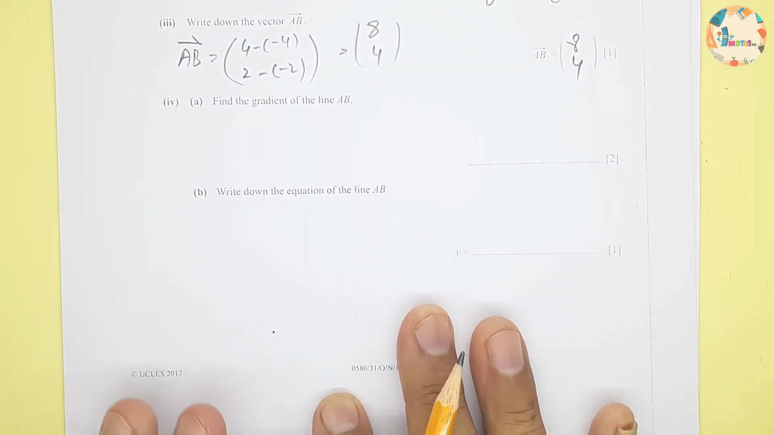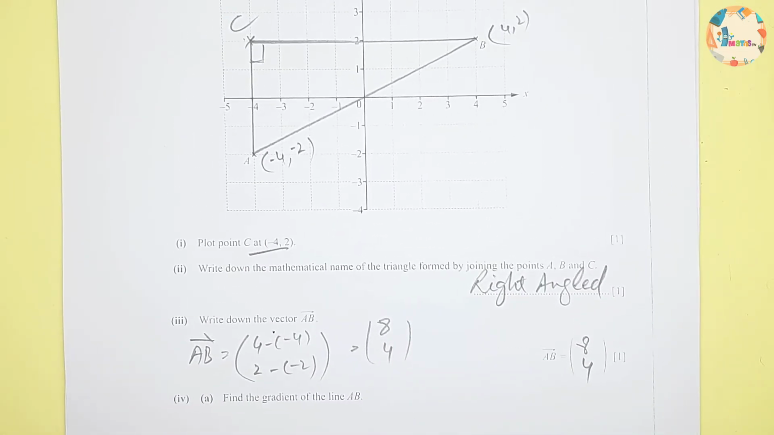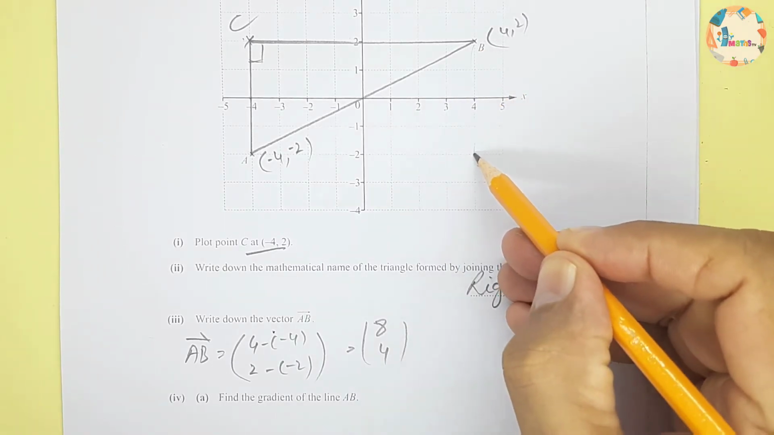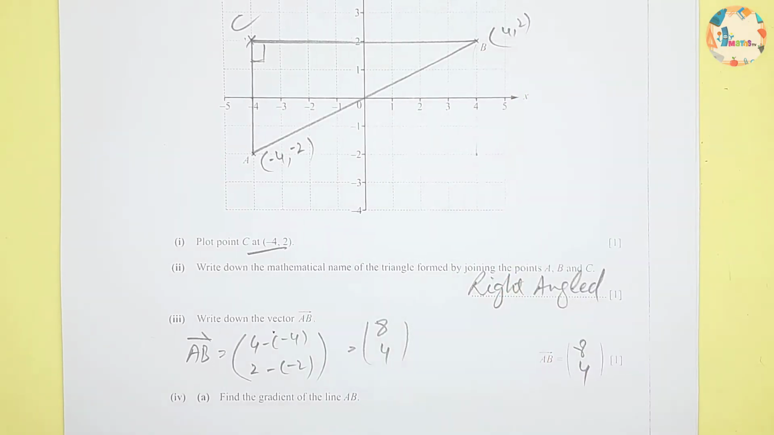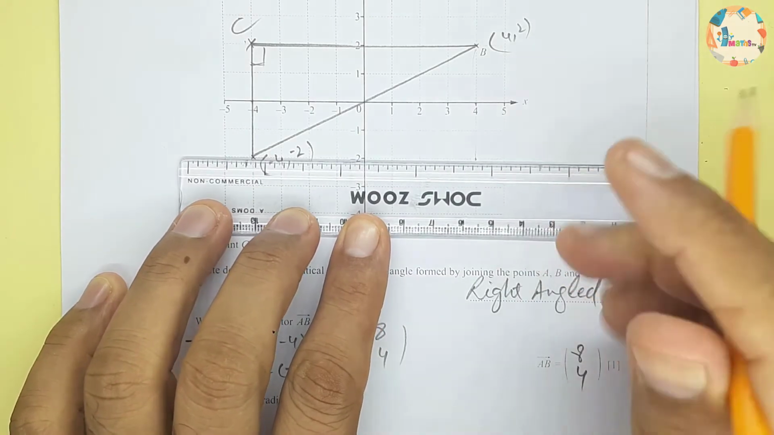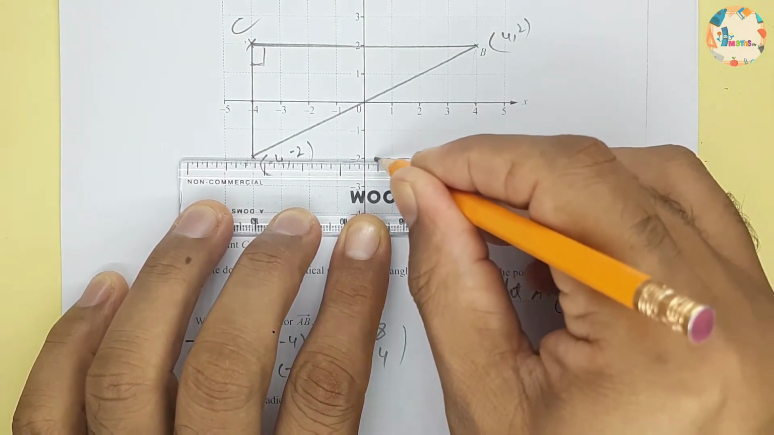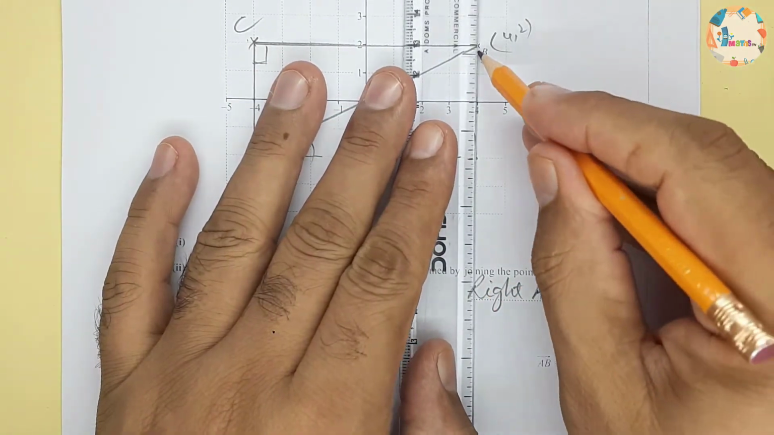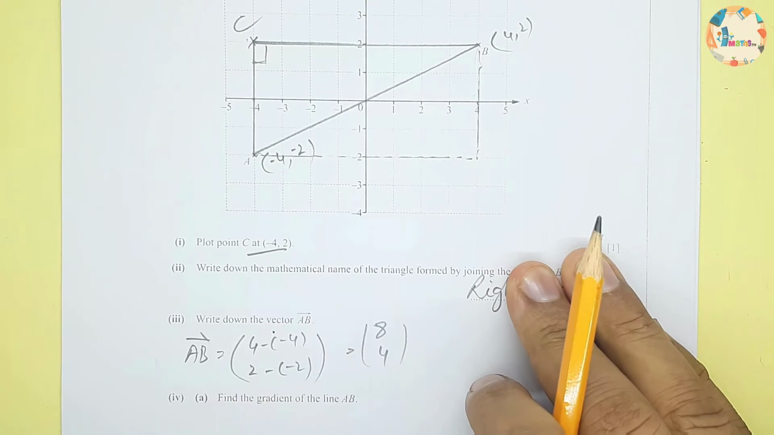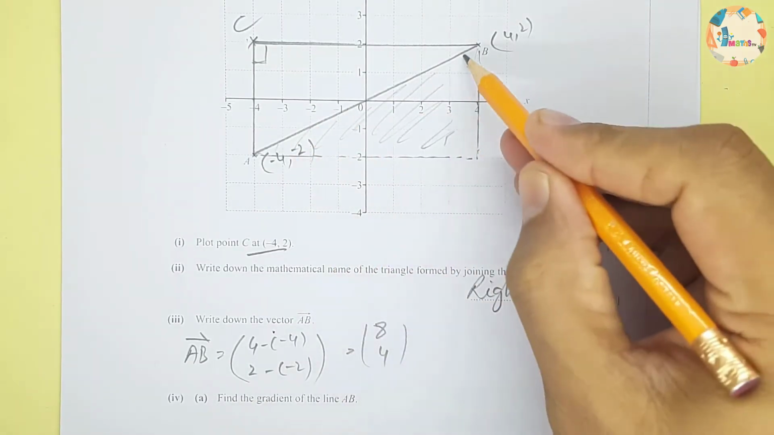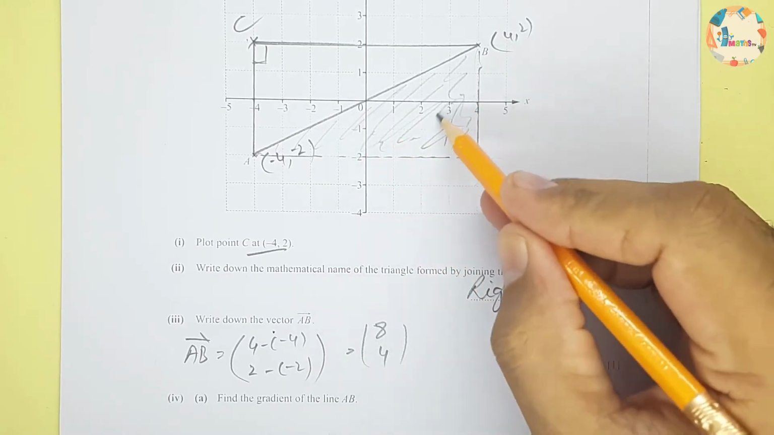Then comes: find the gradient of the line AB. For the gradient of line AB, we can find rise and run, which is change in y over change in x. So I will draw a dotted line from here up to this one, and a dotted line on this side as well, and we will be considering this triangle for slope or gradient.